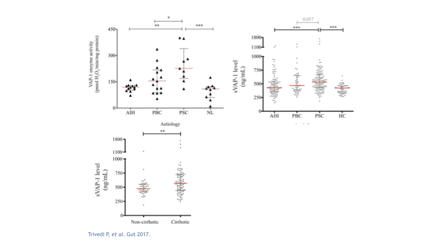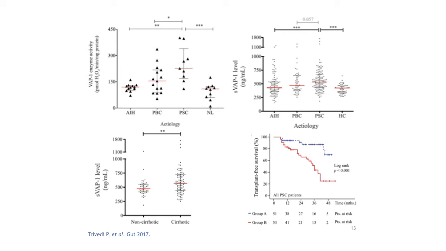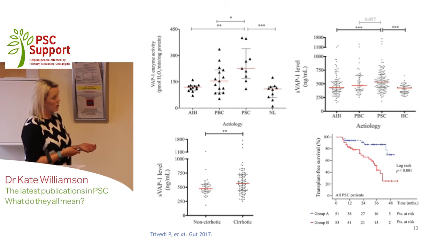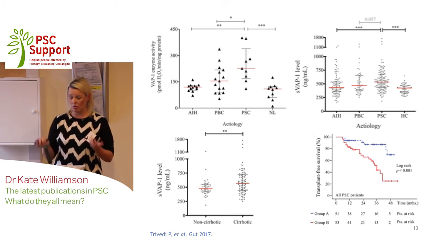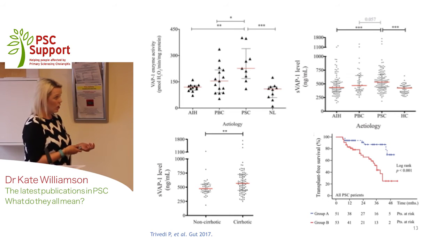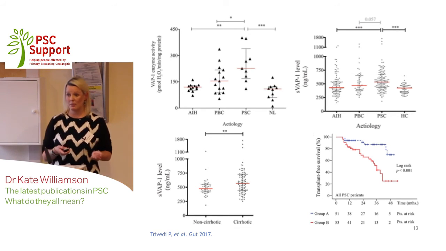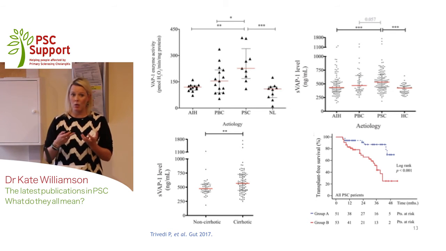He also found that if you had PSC, you had higher levels if you were cirrhotic compared with not having cirrhosis. And finally, he split people into a low VAP1 level and a high VAP1 level, and he looked at outcomes in terms of needing liver transplant or dying from liver disease. And if you had a low serum VAP1 level, you had a much better prognosis. So bringing that all together, it could be a prognostic marker.